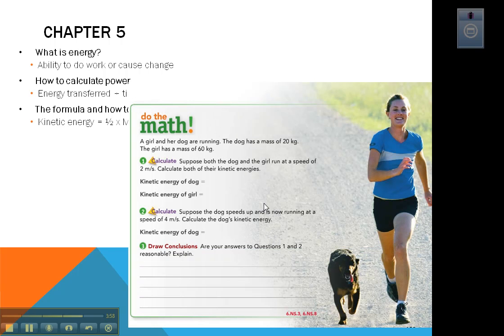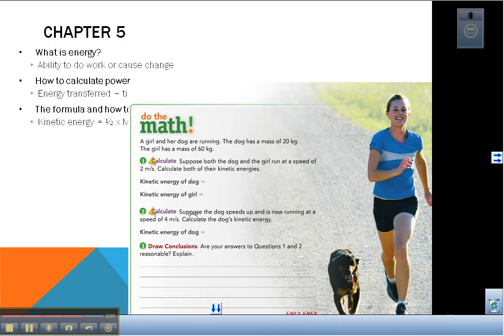So let's look at a couple of these here. A girl and her dog are running. The dog has a mass of 20 kilograms. The girl has a mass of 60 kilograms. So we're going to do some calculations here. Suppose both the dog and the girl run at a speed of 2 meters per second. Calculate both of their kinetic energies.